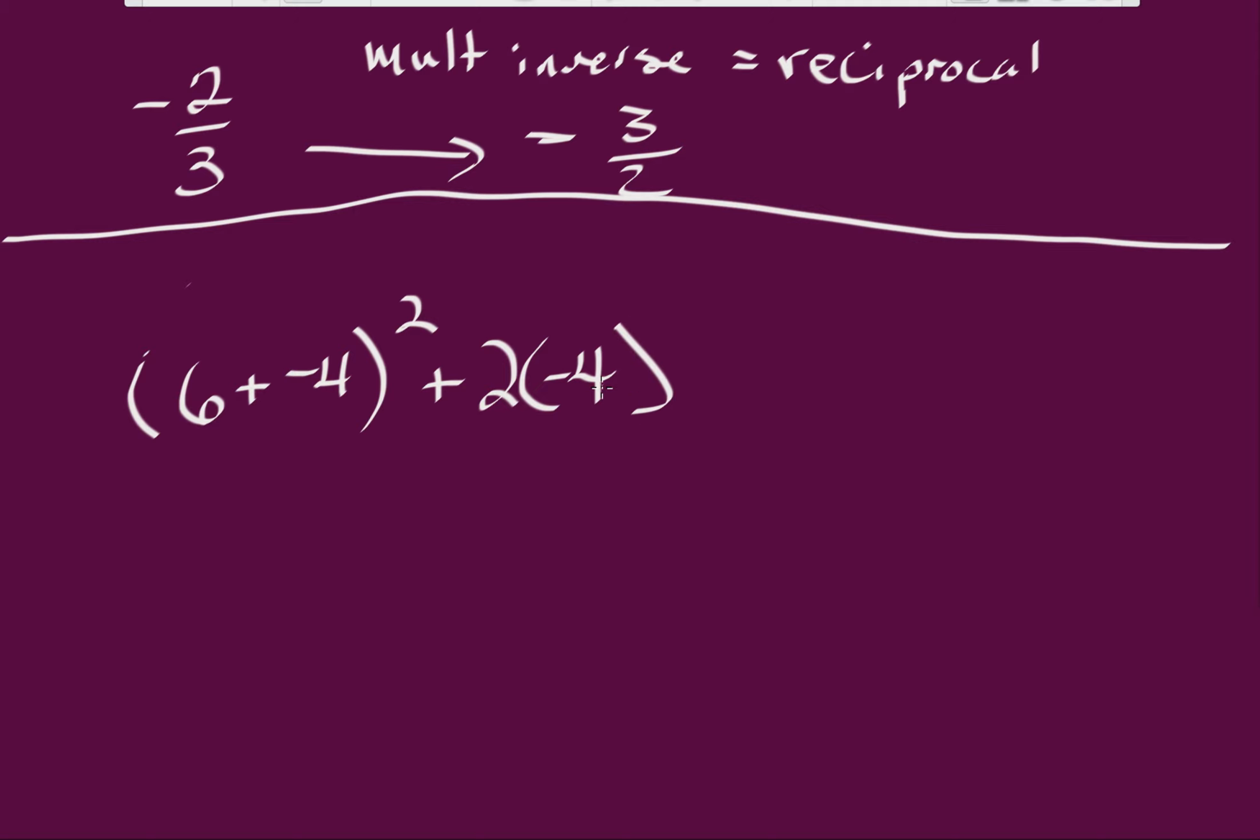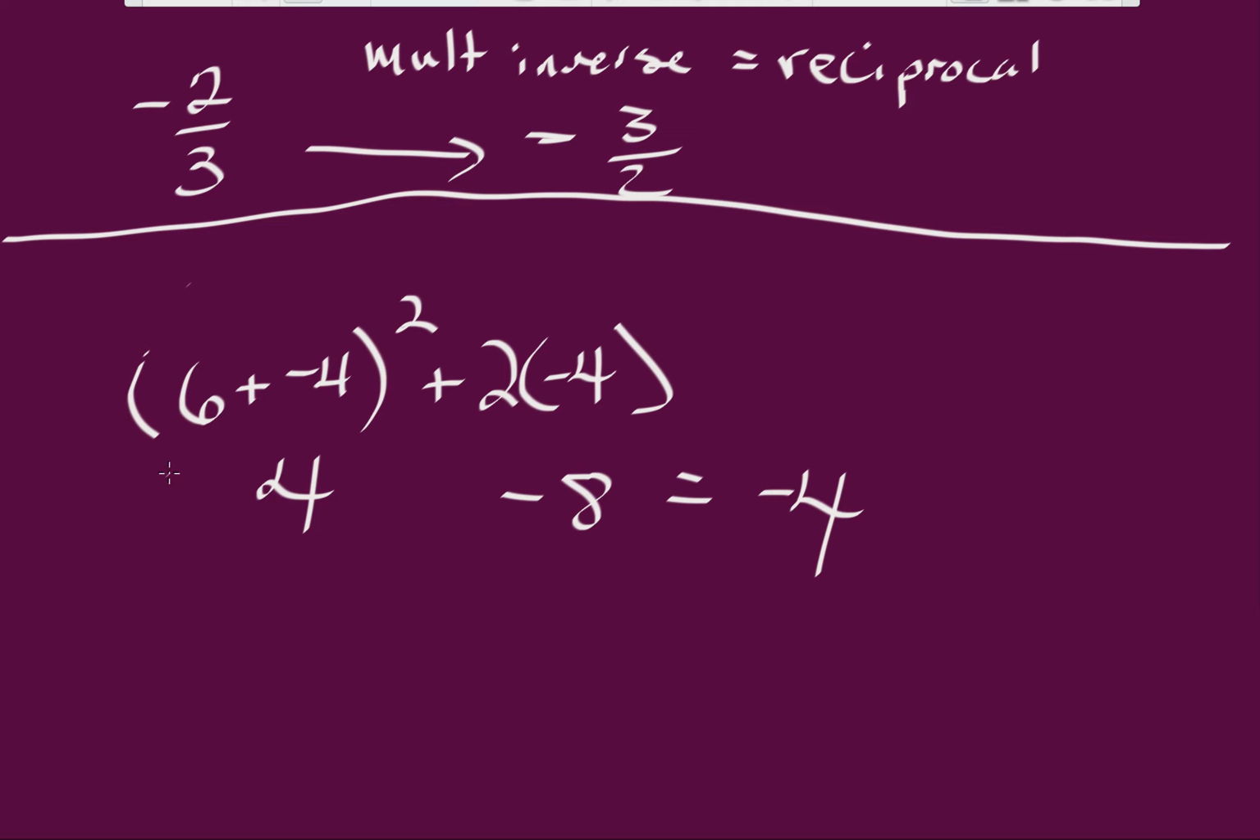Pardon my nose, I'm getting a little stuffy. This is negative 8. And then, what do we got here? 6 minus 4 is 2. 2 squared is 4. 4 minus 8 equals negative 4.